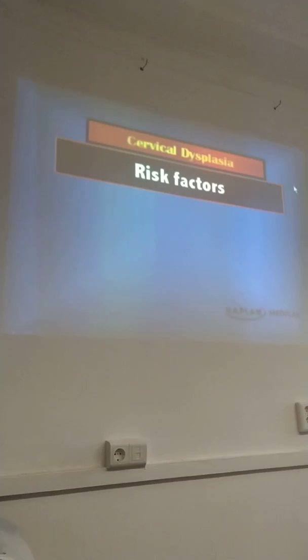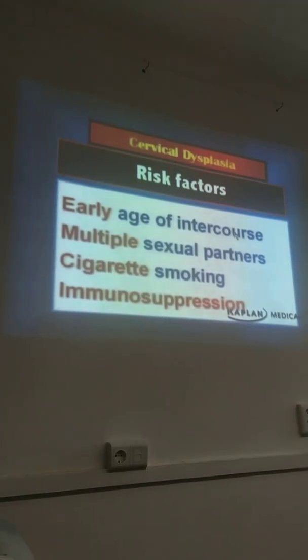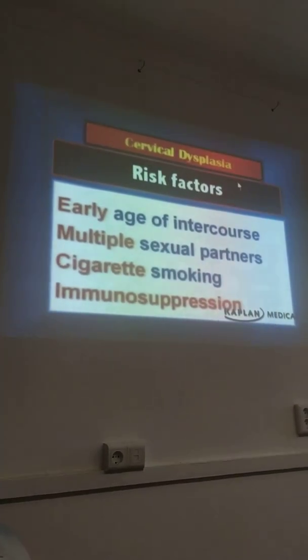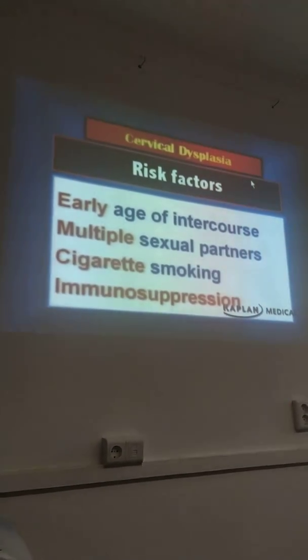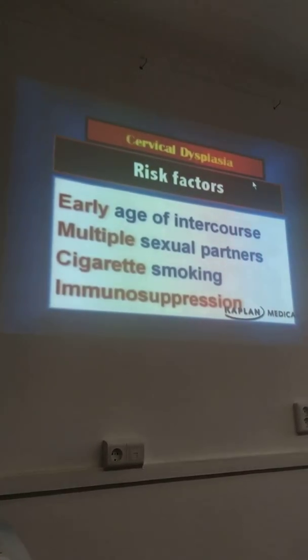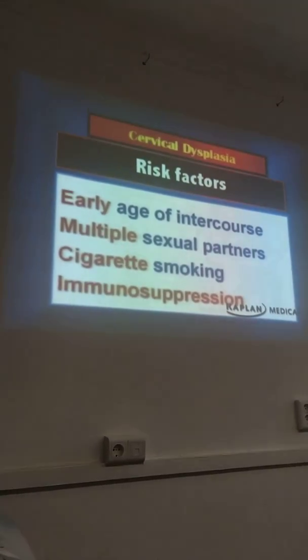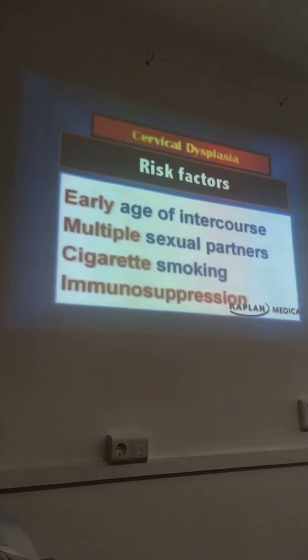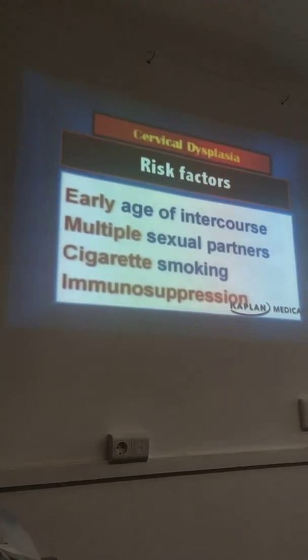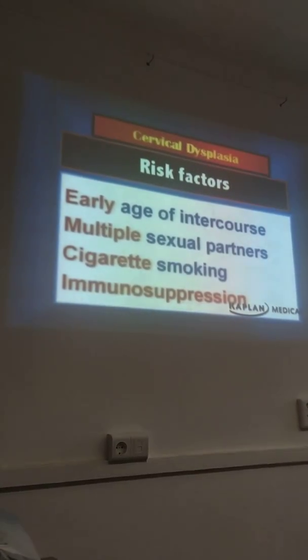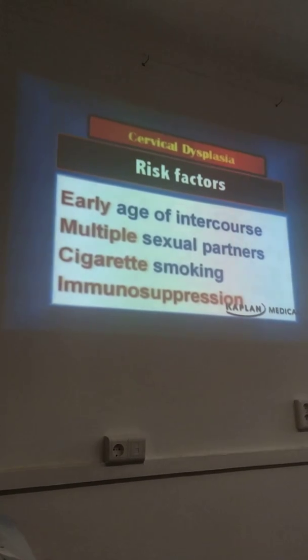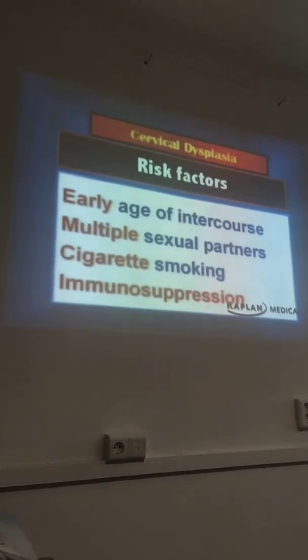Risk factors for cervical dysplasia. Early age of intercourse. Now, what would be considered early age? Well, what's the ideal age for childbearing? If you look in terms of the spontaneous abortion rate, the percentage of aneuploidy, preterm birth, fertility rate, 18 to 24 is your lowest problems. So 18 would certainly not be early.